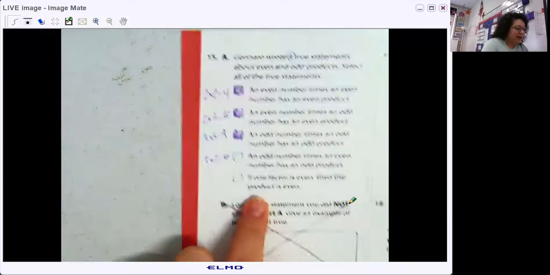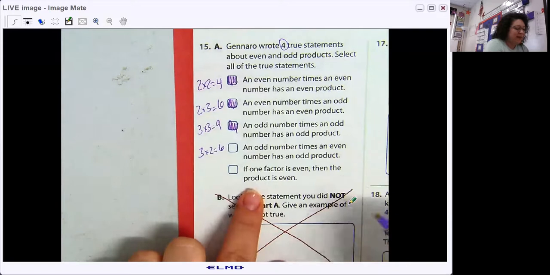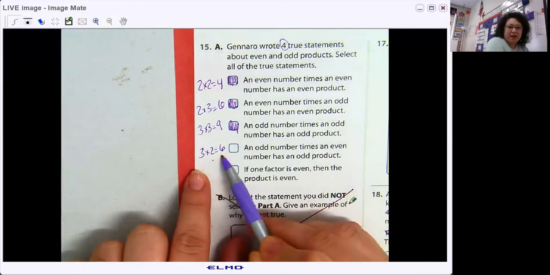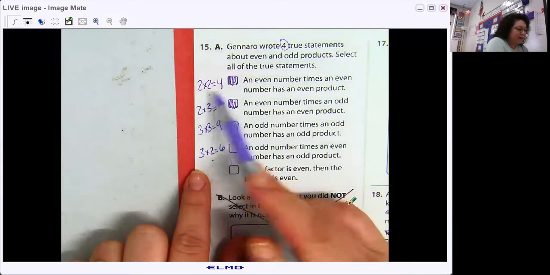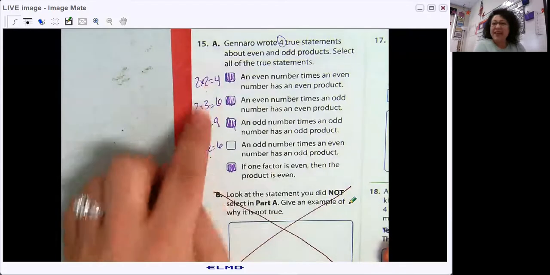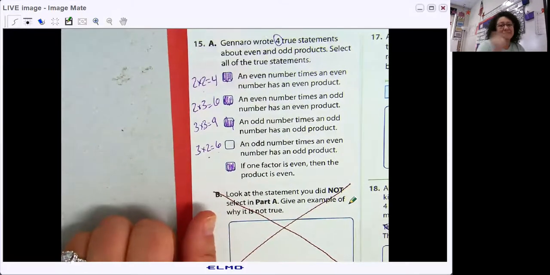Okay. If one factor is even, then the product is even. Is that true? Yep. One factor is even, yep, that's true. A lot of words, but again, if you just write out examples, piece of cake.